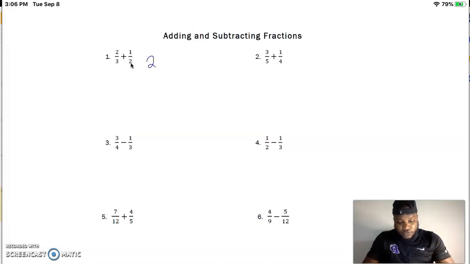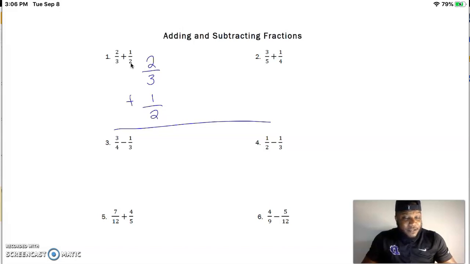So I have 2/3 plus 1/2, mathematically correct. Now I need to get my denominators the same. I have them lined up vertically, so my next step is to get my denominators the same. What I like to do to get my denominators the same is multiply by the opposite denominator. So I take the top fraction right here, and I'm going to multiply this fraction by the opposite denominator, which is the 2.